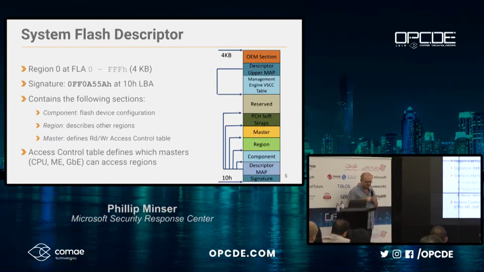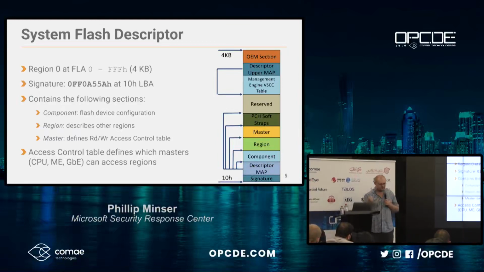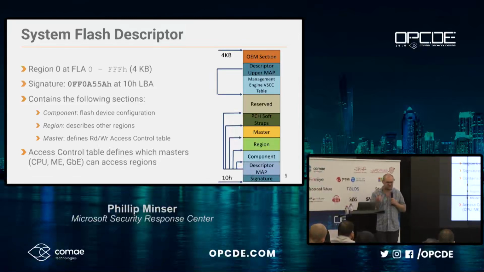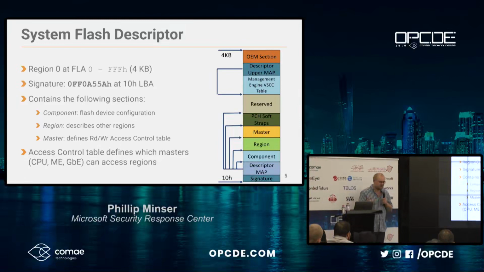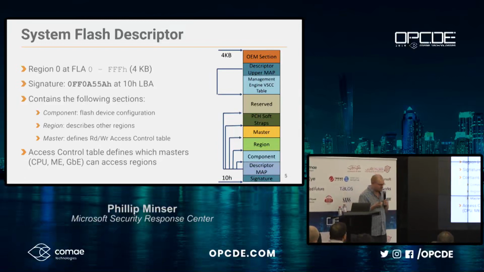So this master control table is highly important because it's responsible for protecting the flash descriptor itself and other regions against read access, for example the ME region, because a typical system does not even allow you to read the ME region, and the SPI descriptor is responsible for this.